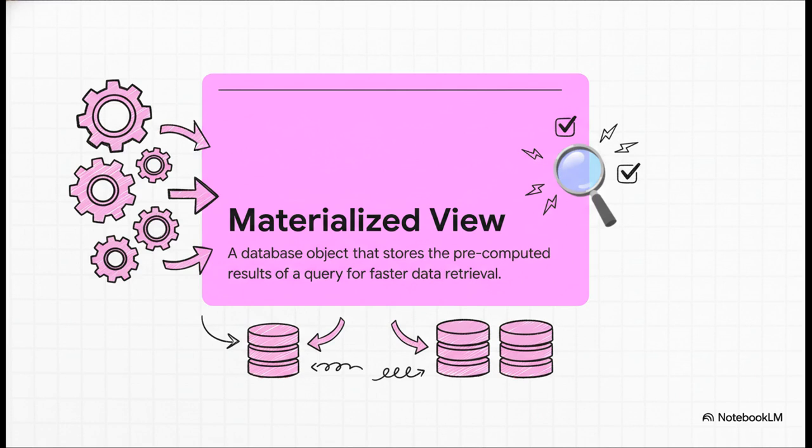Now, you've probably heard of a regular view, which is basically just a saved query, a nickname for a complex bit of code. A materialized view is a whole different beast. It doesn't just store the query, it actually stores the results. Think of it like a physical cache, a special table that holds the pre-calculated answers to your toughest questions, ready to go in an instant.